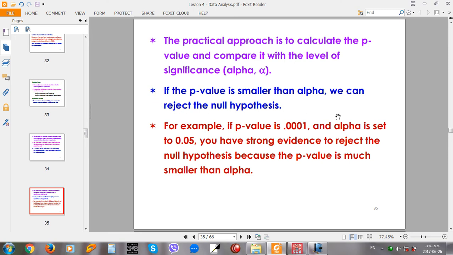Alpha means the significance level, right? It is normally 0.05, but not always 0.05. It is given in the question. If it is a 99% level, then alpha becomes 0.01. If it is a 95% significance level, alpha is equal to 0.05. So if our p-value is less than the significance level, that is, p less than alpha, we can reject the null hypothesis. That is the decision rule. Keep that in your mind.